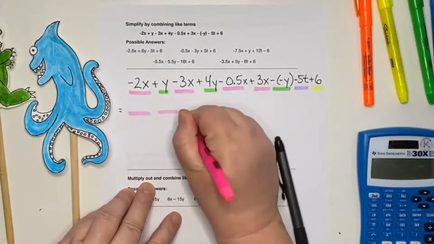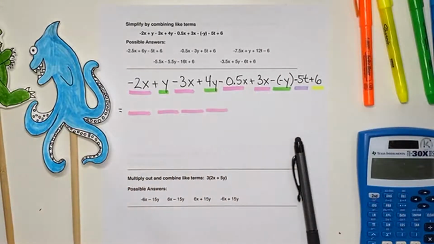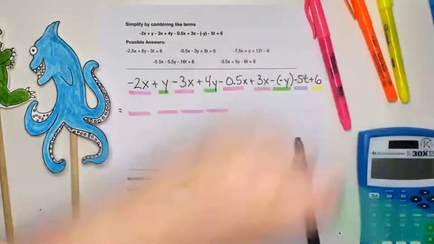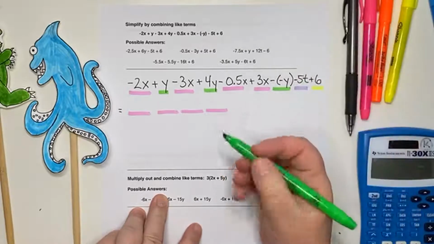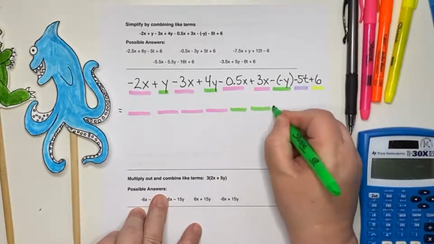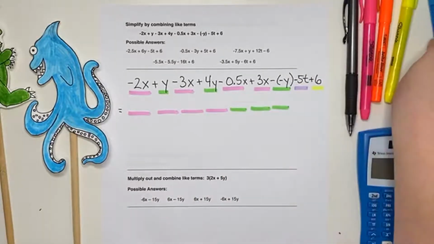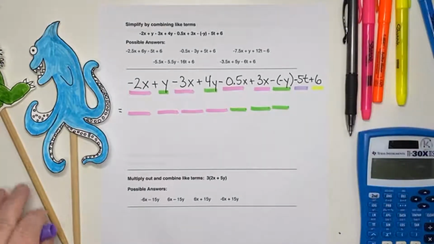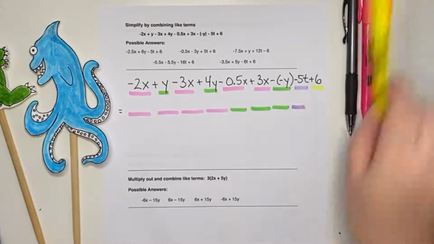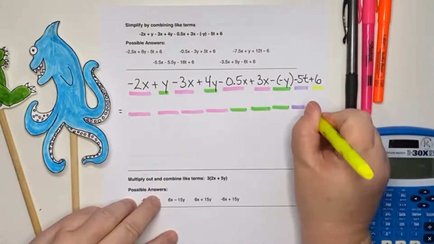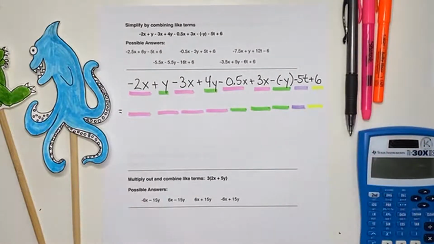1, 2, 3, 4. I'm going to move the 4 pink terms. I'm going to move the 1, 2, 3 green terms. 1, 2, 3. And then right at the end, I've got my purple. Oh, Godzilla. Godzilla's dancing. And my yellow. Okay, so here are all my terms all lined up. And you can use whatever colors you like.